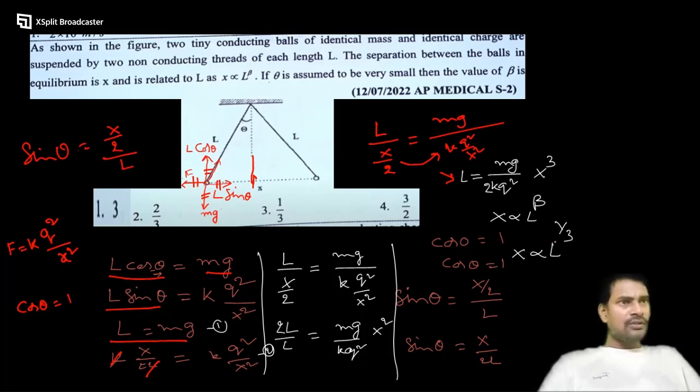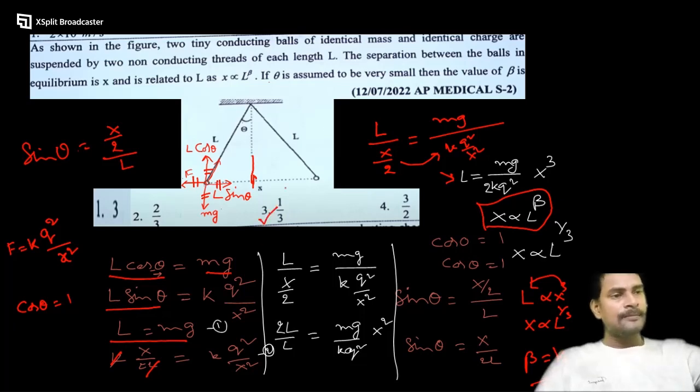So according to the question, x is related to L power beta. That was given in the question. So if you compare, L is proportional to, see, L is proportional to x cube we got. I want x is proportional to, if you bring this 3 to this side, it will become whole power 1 by 3. So in place of beta, what we got? Beta is equal to 1 by 3. So this is the answer. So option 3 is the correct answer for this question.